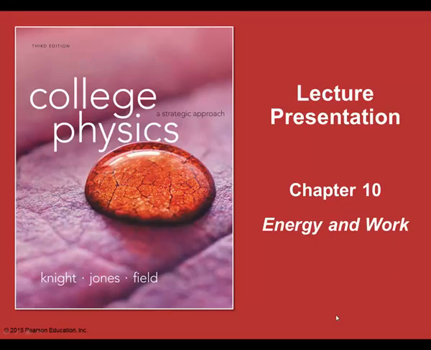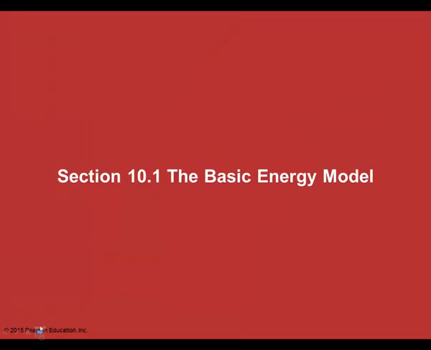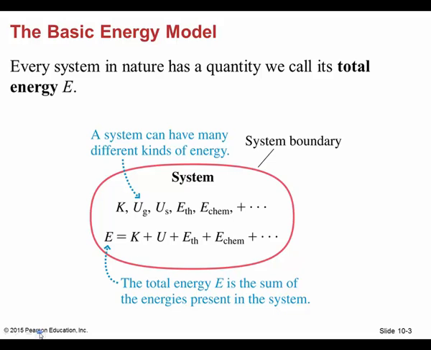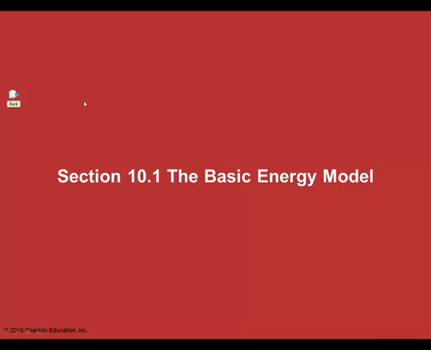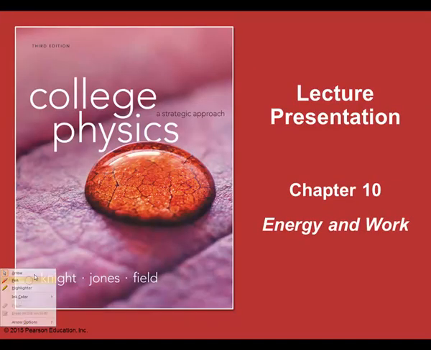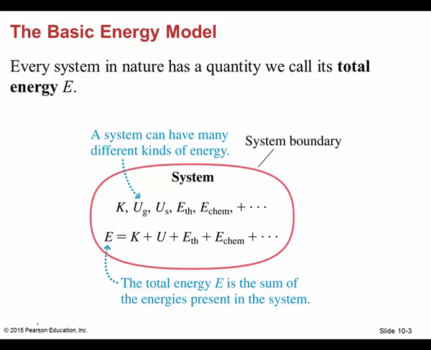All right, students, let's get right into our lecture on energy and work and look at some of the basics. Now, when we look at an energy model for any particular system, when we talk about energy, we use this symbol E to represent energy, and that can be referred to as total energy in most cases. There are several different kinds of energy.